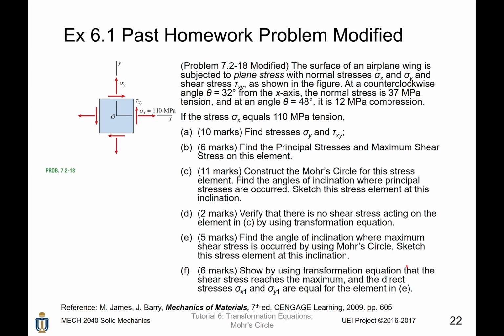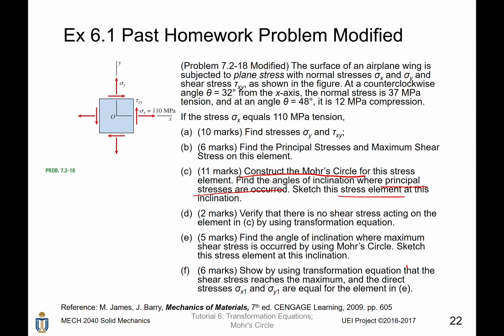It is given that sigma x equals 110 MPa tension. We are going to find sigma y and tau xy, as well as the principal stresses and maximum shear stresses. Besides, I want you to construct the Mohr circle for the stress element and find the angle of inclination where the principal stresses occur. You are also going to sketch the stress element.